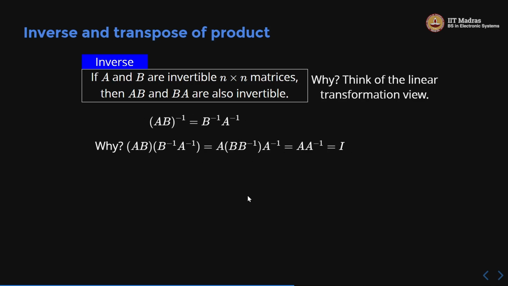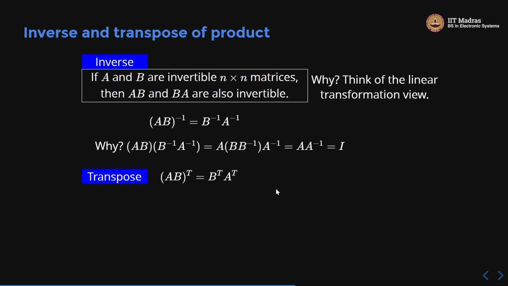But a common mistake is to say AB inverse is A inverse B inverse. So if you see AB times A inverse B inverse, you can't do anything. You'll be stuck, right? So it doesn't give you identity all the time. So this is important. Okay, what about transpose? Transpose also you've seen before, and it's also very similar in property. AB whole transpose is B transpose A transpose.